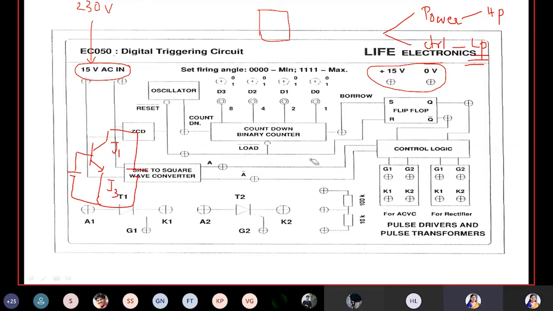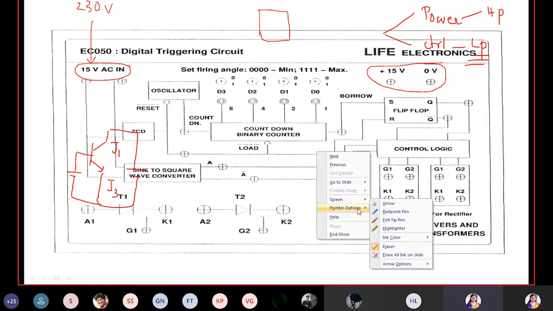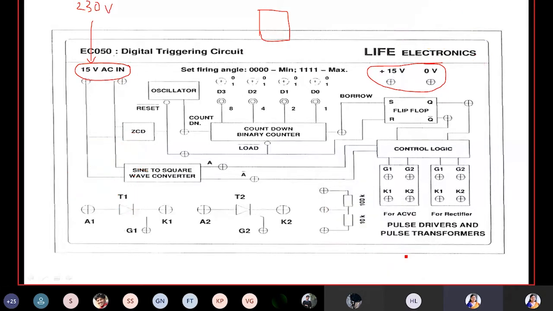This is the only point I want you to remember. If you want, you can note it down somewhere. Always power circuits will be at higher levels. Control circuits will be designed at lower power levels. Now, why do we need this DC supply on the kit?